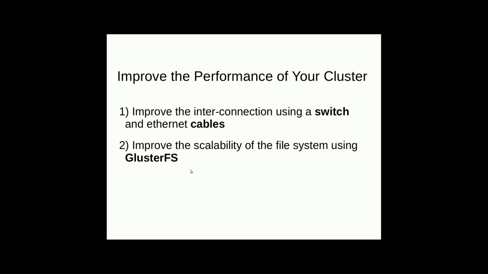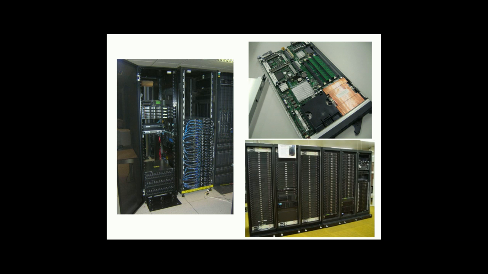So there are lots of ways to improve the overall performance of a cluster, and those big companies like IBM and Cray, that produce professional clusters, put lots of effort into optimizing the overall performance: the interconnection, the file systems, and lots of other things. This is a picture of the back of a small-sized professional cluster, and this is a picture of the front, and this is a picture of one of the computing nodes of the cluster.